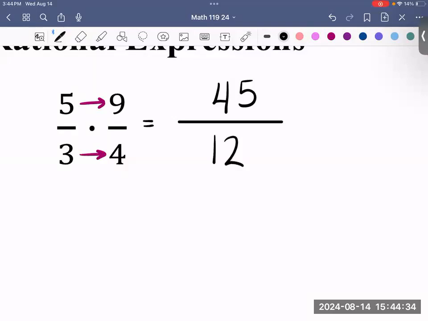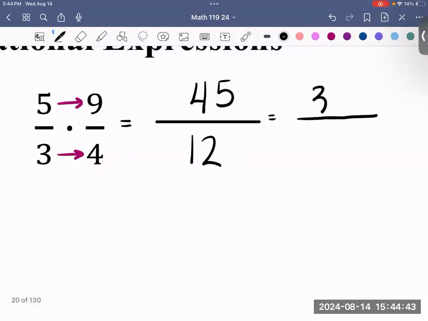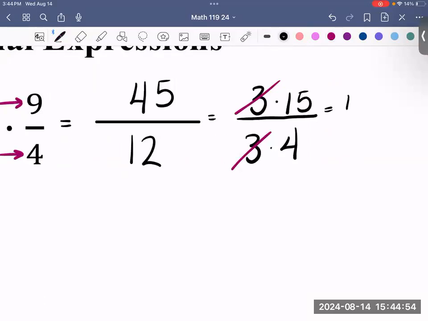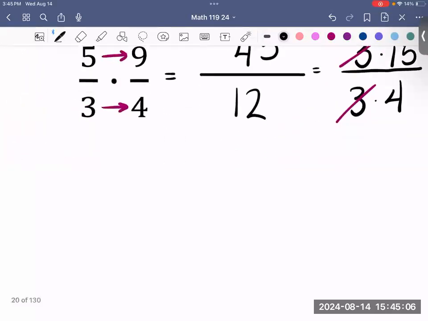And then in this case, we're going to have to recognize, well, what do 45 and 12 have in common? Well, 45 and 12, they both have a 3 in common. So 3 times 15 and 3 times 4 will then allow us to cancel out your 3's, and it's left with 15 over 4. So this process is a little bit more tedious because you have to multiply sometimes some big numbers. Now, if you did this other method, you might have done it a little quicker.